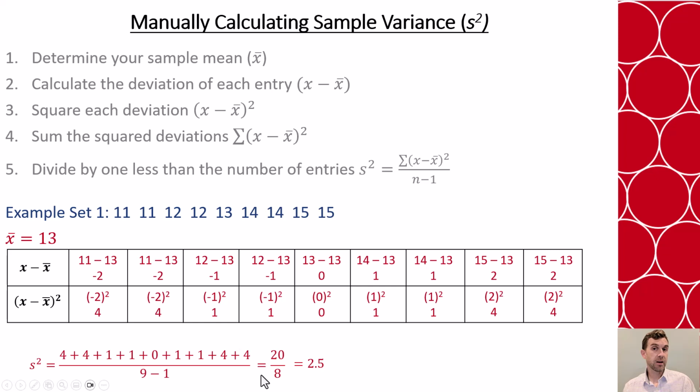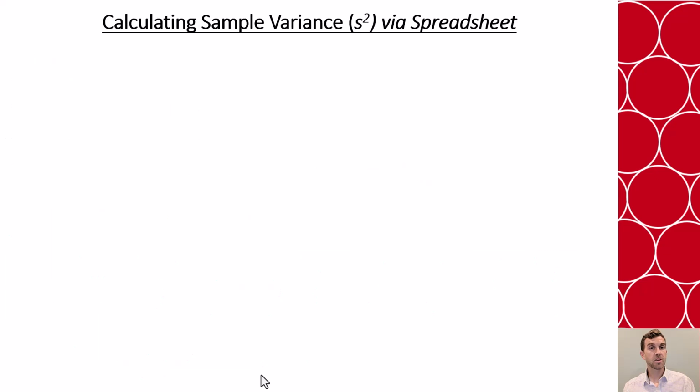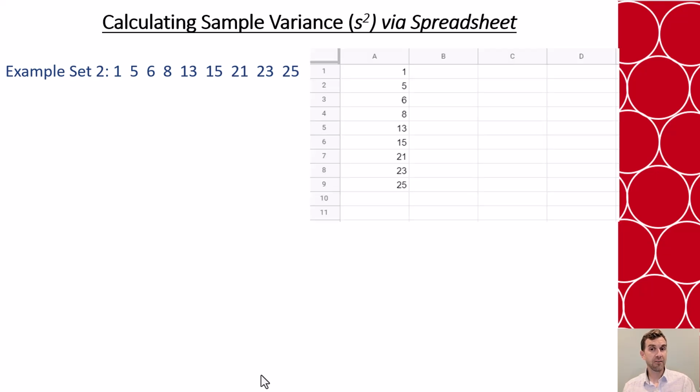And when we write our variance and our standard deviation, we will be rounding these to decimal places. So just pay attention to what a problem may ask as to how many decimal places are needed. Now, if I want to do this on a spreadsheet program, let's look at the second set. The first thing I'm going to do is I'm going to have my entries.